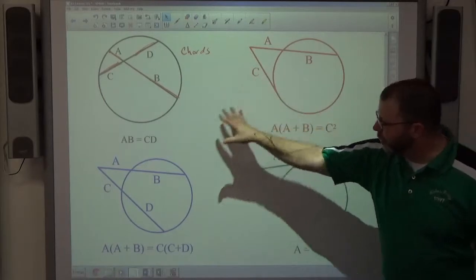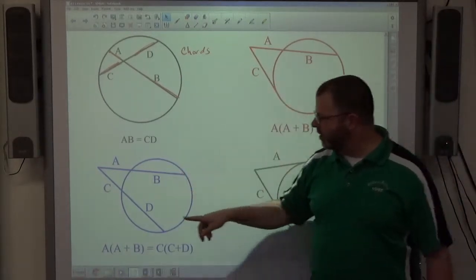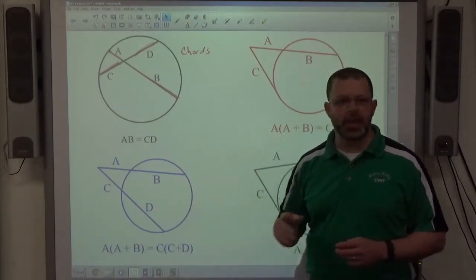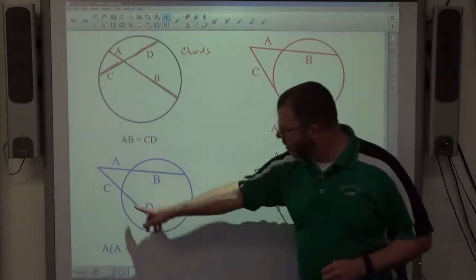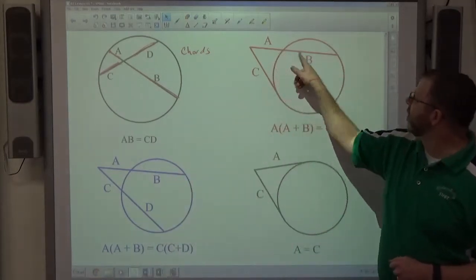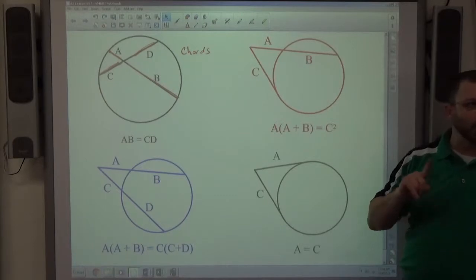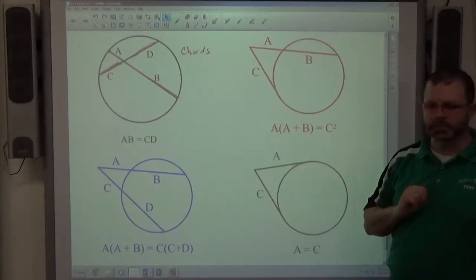Okay, the other three all involve secants and or tangents. A secant, it doesn't necessarily have to be a circle, it's going to be a circle right now, but a secant's any line that intersects a curve in two or more spots. So this secant, notice, intersects twice, that one intersects twice, this intersects twice. Okay, a tangent is a line that intersects a curve in exactly one spot. That intersects once, once, once.